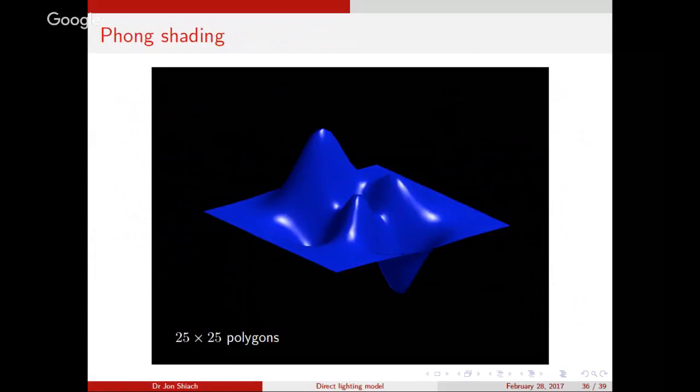So this is the same 25 by 25, same peak function, but this one looks a lot closer to the 400 by 400 polygon one. And you can see, compared to the Gouraud one, we've got lots of shiny bits, lots of specular parts here, and it looks a lot shinier than the Gouraud method, which did look a bit rubbery. Okay, so it's a lot more efficient.